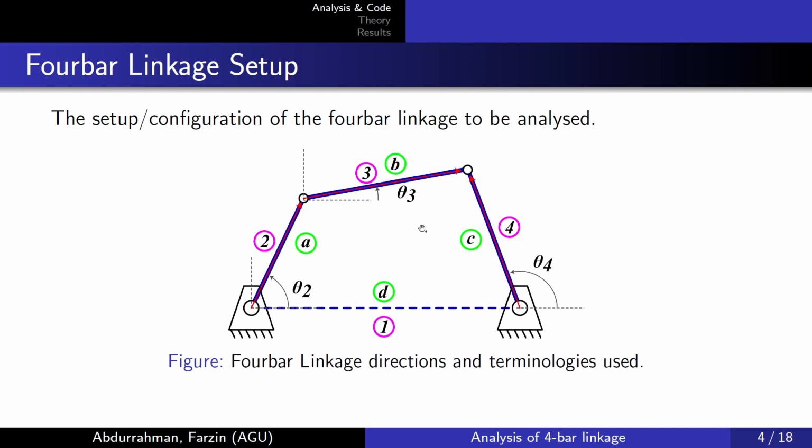So to analyze this and get the unknown angles, first of all, we need to know what is known and what is unknown. We know the length of the links, since those are design parameters, and since we will input the motion via link 2, theta 2 is known. Thus, what is unknown is theta 3 and theta 4. And theta 1 is known since it will be 0 in this case.